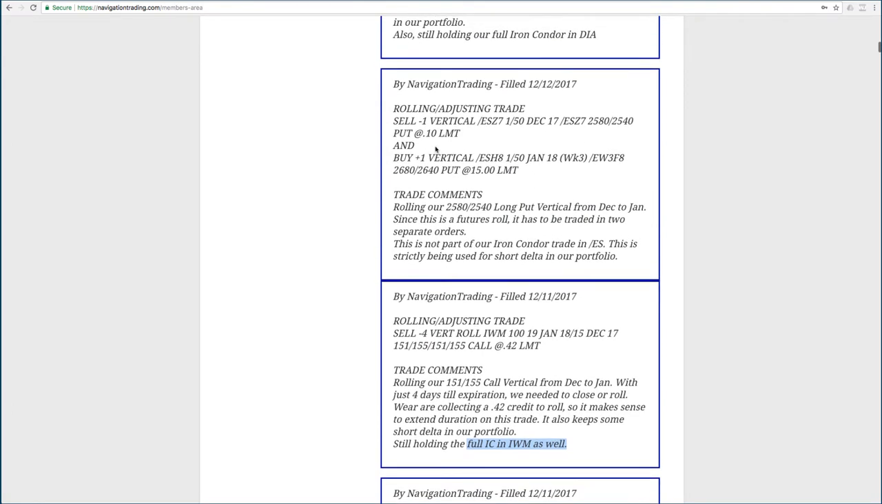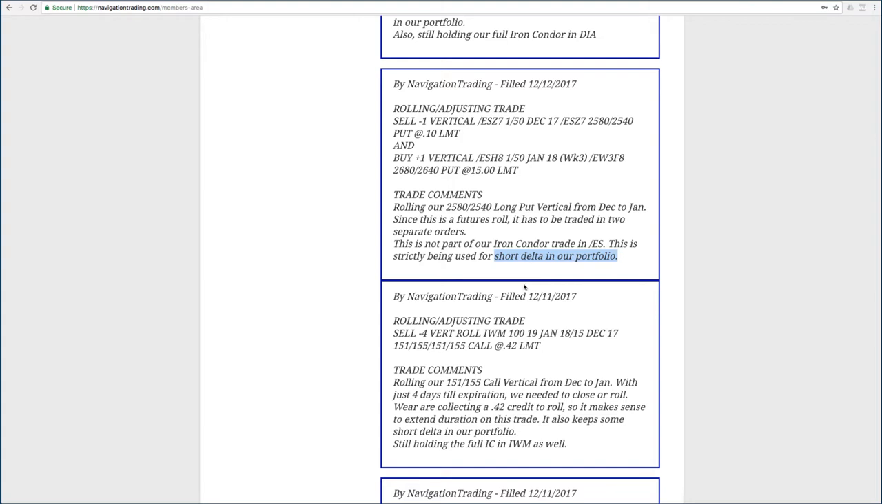Next trade was a rolling adjusting trade in forward slash ES. So we rolled our 2580, 2540 long put vertical from December to January. And remember, this is not part of our iron condor trade. This is just our hedge, used for short delta in our portfolio for downside protection, which obviously, with the market ripping higher, we haven't needed downside protection.